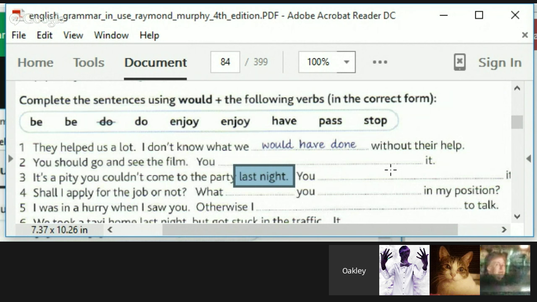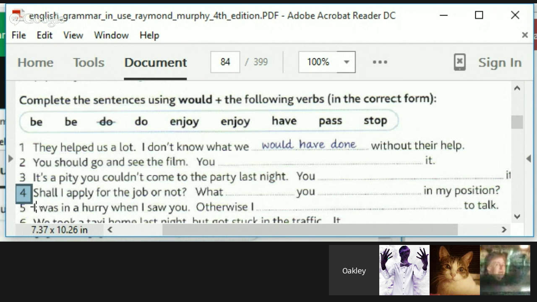Okay. You would probably say you would have enjoyed it because you're predicting, you're trying to show it was a great party. You would have enjoyed it. I predict that. I strongly think, even though this is unreal, I strongly think you would have enjoyed it. I think it's more normal, more common to do that. Okay, Carolina, number 4.